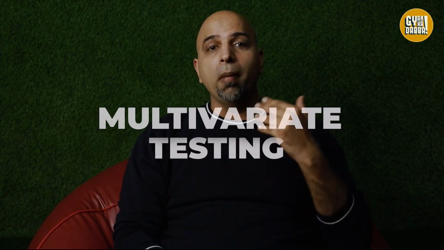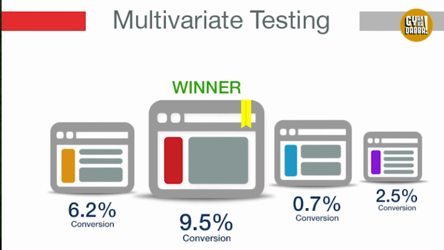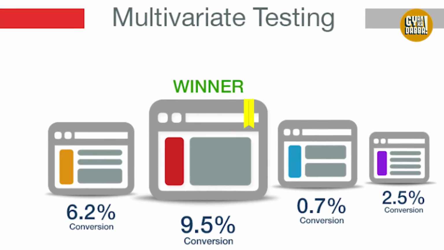The other way is multivariate testing. Now, multivariate testing uses the same core mechanism as A/B testing, but compares a higher number of variables and reveals more information about how these variables interact with each other.